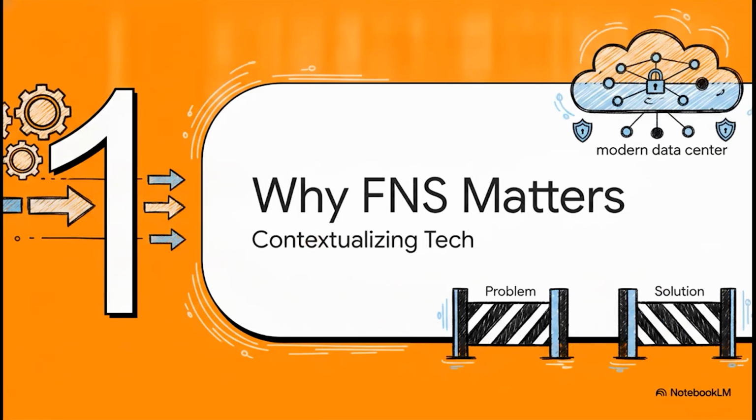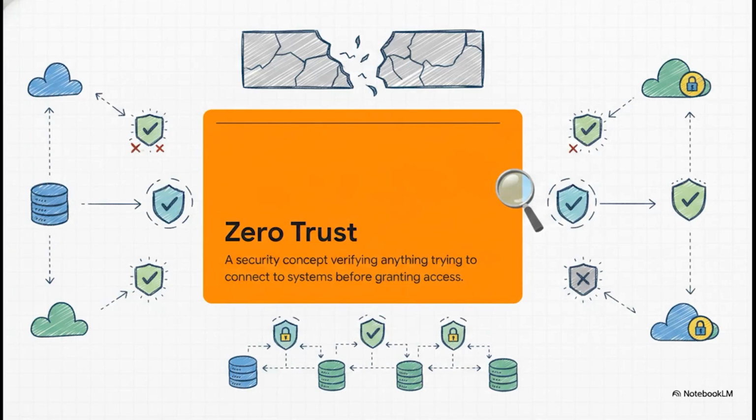Okay, Section 1, Why FNS Matters. Let's set the stage. To really understand this stuff, you have to understand the paradigm shift behind it. FNS is built completely around the concept of zero trust. You've probably heard the buzzword, but in practice, zero trust means we literally never automatically trust anything, period. Not inside the perimeter, not outside the perimeter. We verify anything and everything trying to connect.